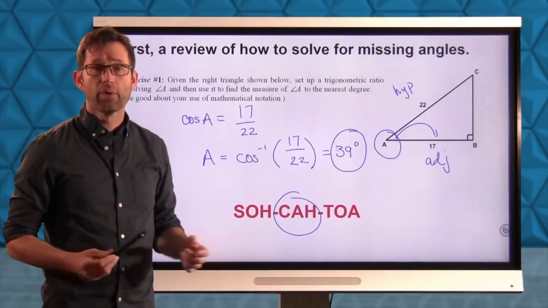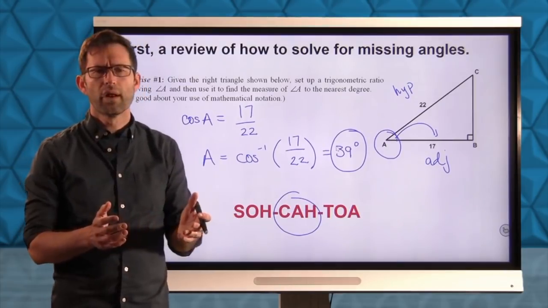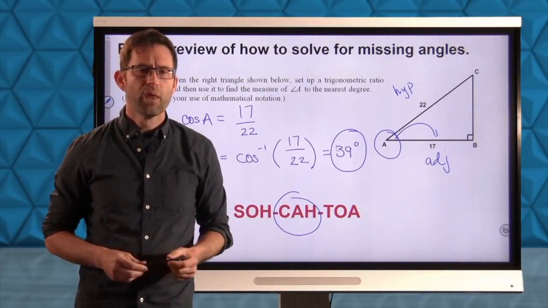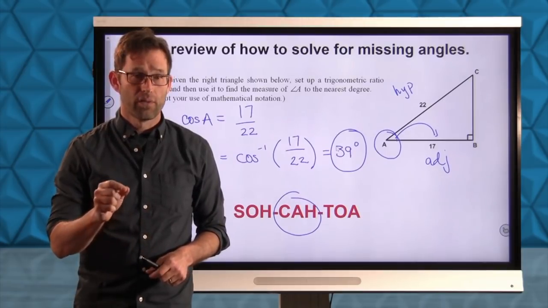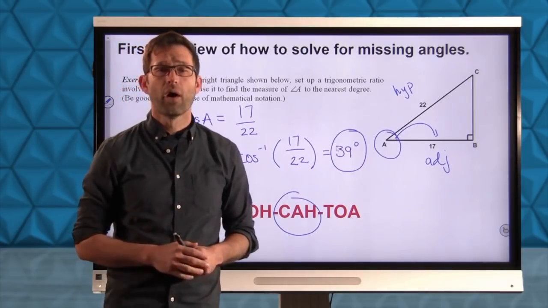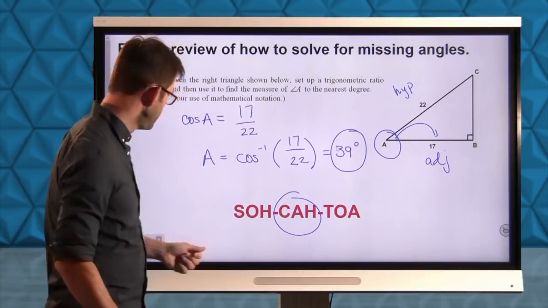All right, that's how we solve for an angle, and it's so simple, right? Set up the ratio, right? Identify the right ratio, set it up, and then use the inverse trig function in order to come up with the angle. But now let's move on and do a little bit of algebra before we solve for missing sides.